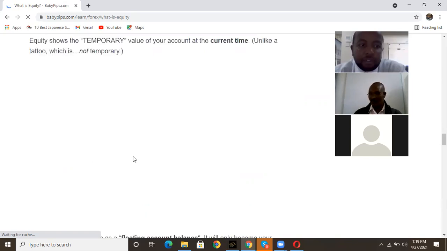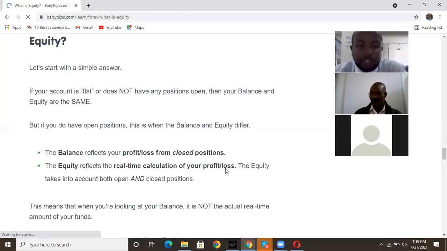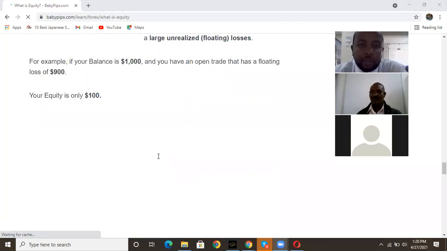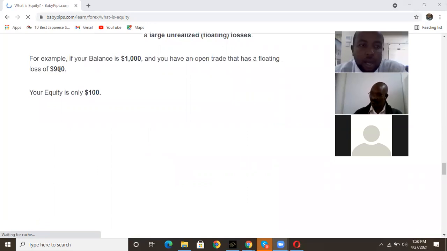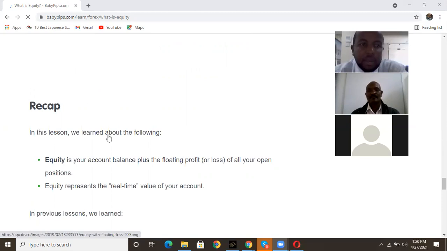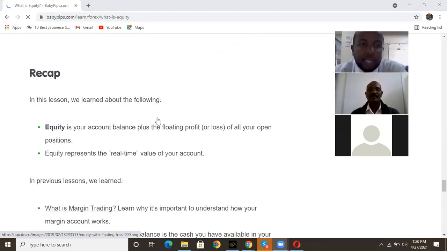The difference between balance and equity: balance reflects profits or losses from closed positions. Equity reflects the real-time calculation of your profit or loss. So equity takes into account both open and closed positions. I think this one is clear. If your balance is 1,000 and you have an open trade with a floating loss of 100, your equity will be 900. Let's recap: equity is the account balance plus the floating profit or loss of all your open trades.